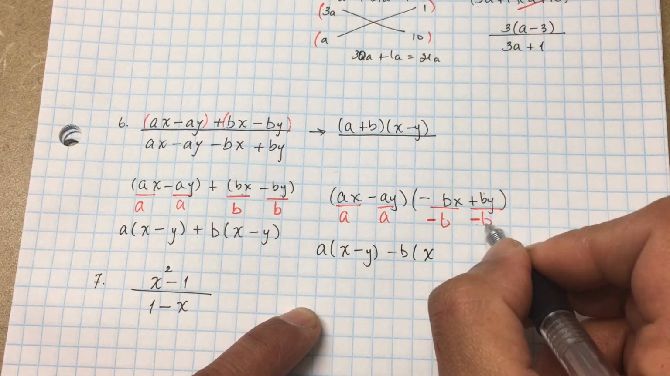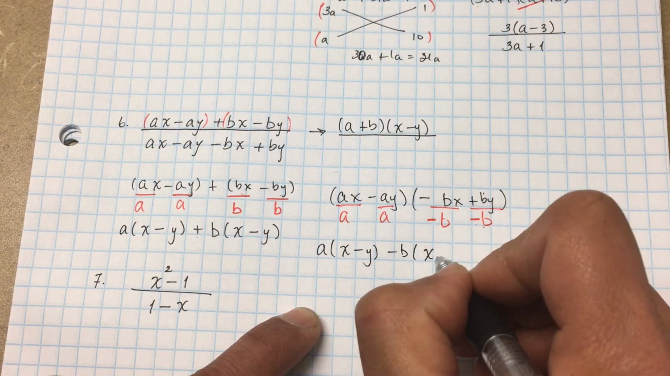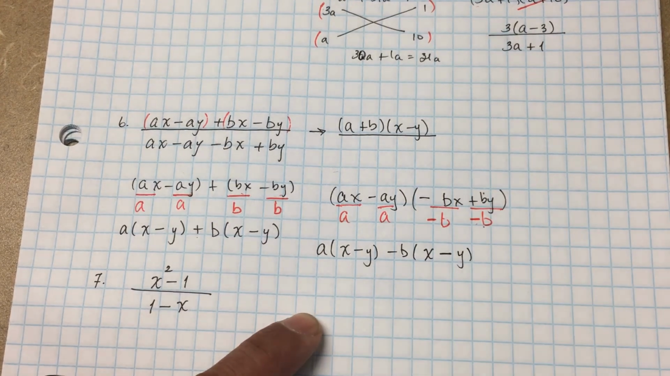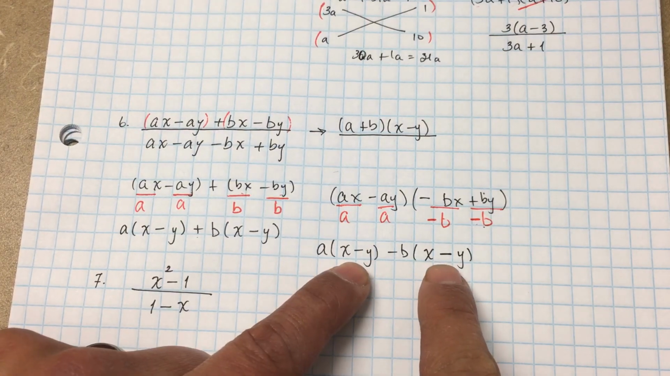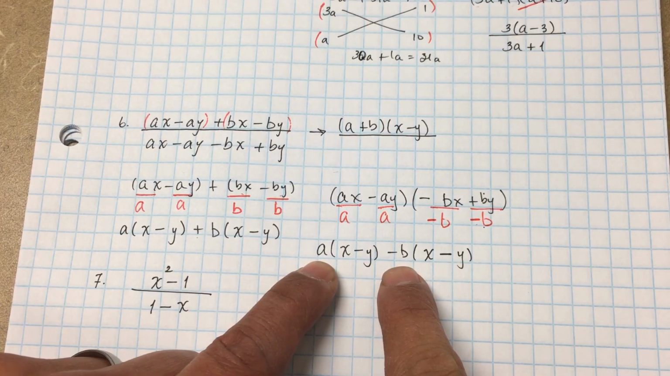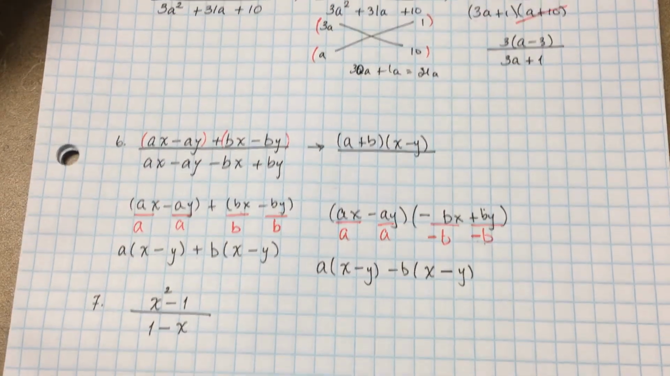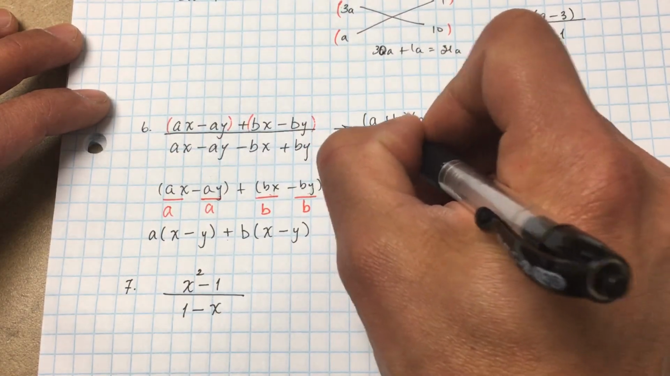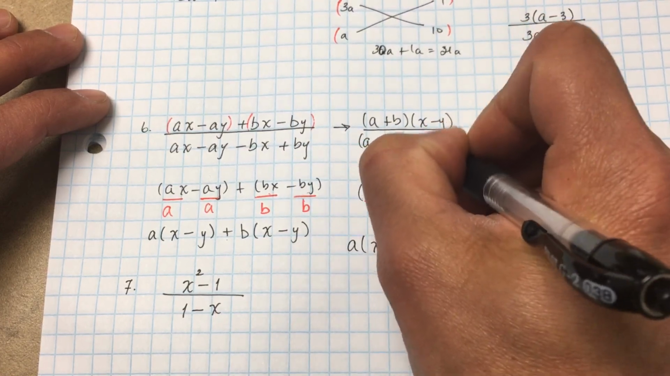The b cancels out, right? B divided by negative b, that becomes a negative y. Okay, and you see how that's essential because we want these to be the same. So now we're going to put these together and these together. So that ends up being a minus b times x minus y.